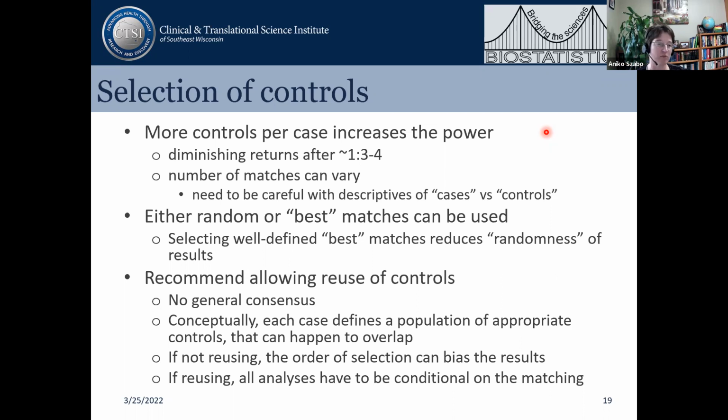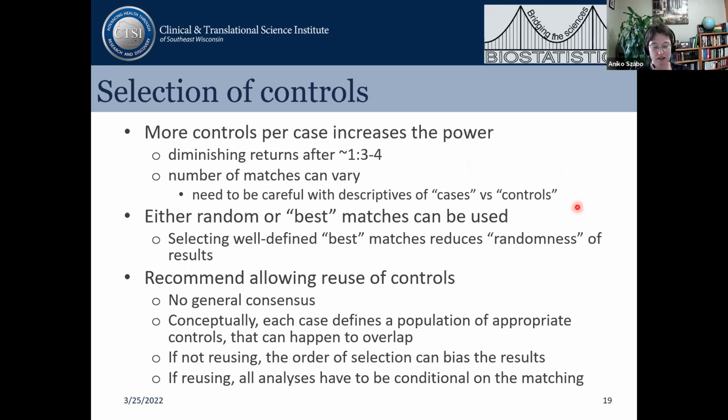There is no requirement at all that the number of matches be the same for every subject. So it makes the statistics, especially descriptive statistics, a little bit trickier, but all the analysis, everything else works just fine if you have a variable number of controls per case. So that is not a problem. Of course, if you have fewer for some cases, you are losing some power, but that is not an issue by itself.